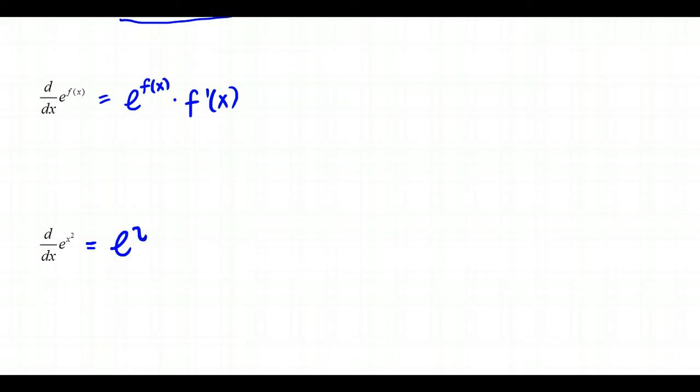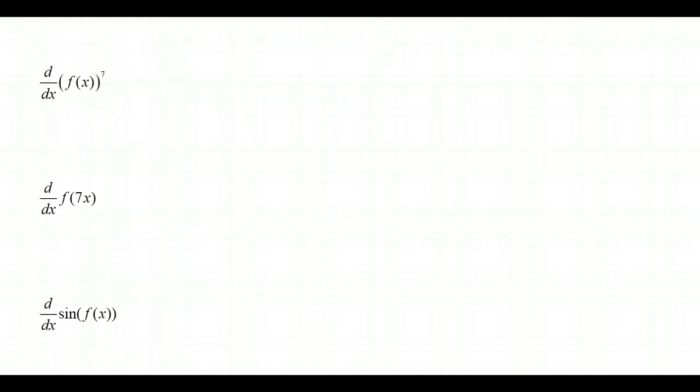We're going to have e to the x squared, so the derivative of e to the x is e to the x, but we leave the inside the same, so we leave it as e to the x squared, times the derivative of the exponent, or the function in the exponent. So the derivative of x squared is 2x. So to simplify this, we're going to have 2x e to the x squared.